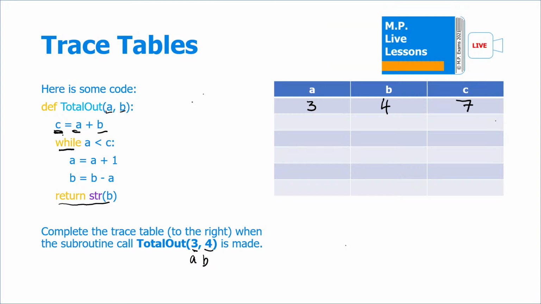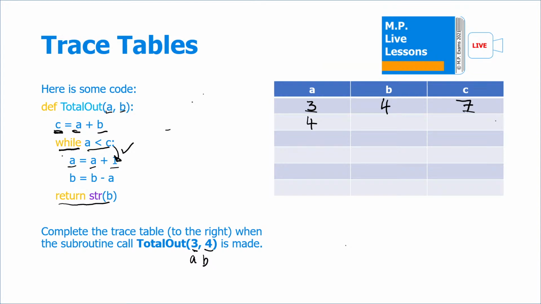Now we're going to enter this while loop. The first comparison we need to make is A less than C. A right now is 3 and C is 7, so that returns true. So we're going to go to this bit of code here. A is assigned its original value, 3, plus 1, so it increases by 1. You only need to write a number again in a column if it changes. So if it stays the same throughout the algorithm, you don't need to write it again.